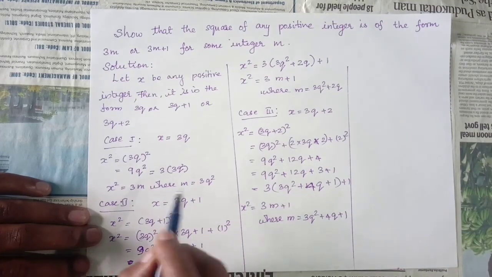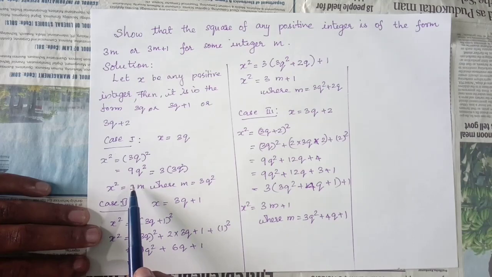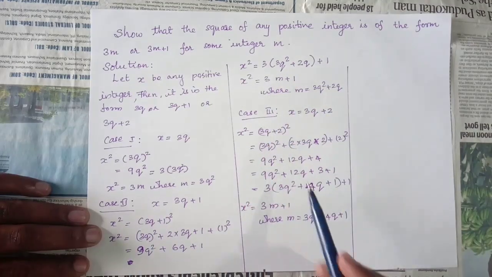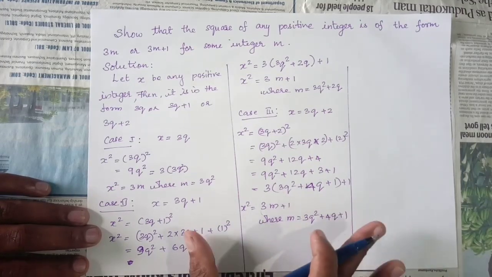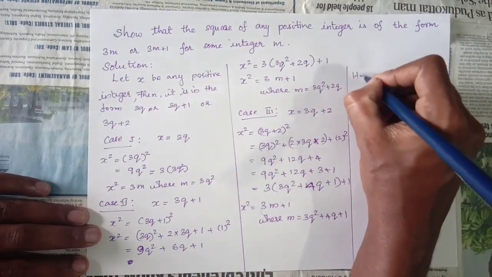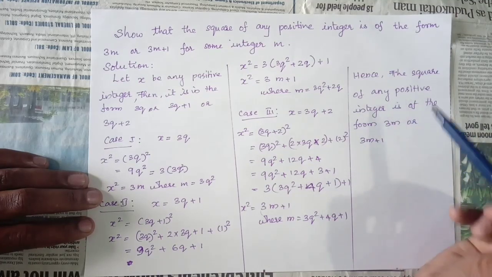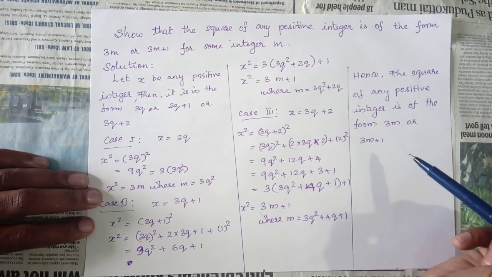So now you can see that in case 1 we brought the format of 3m, in case 2 the format of 3m plus 1, and in case 3 the format of 3m plus 1. So we came to the answer. Finally we write: hence the square of any positive integer is of the form 3m or 3m plus 1.